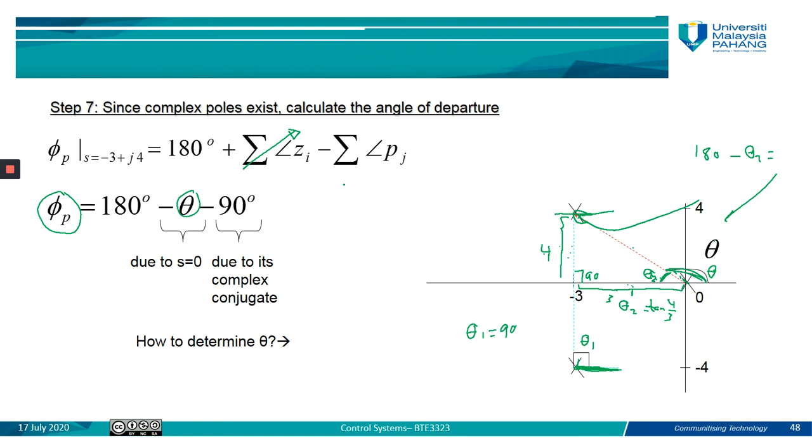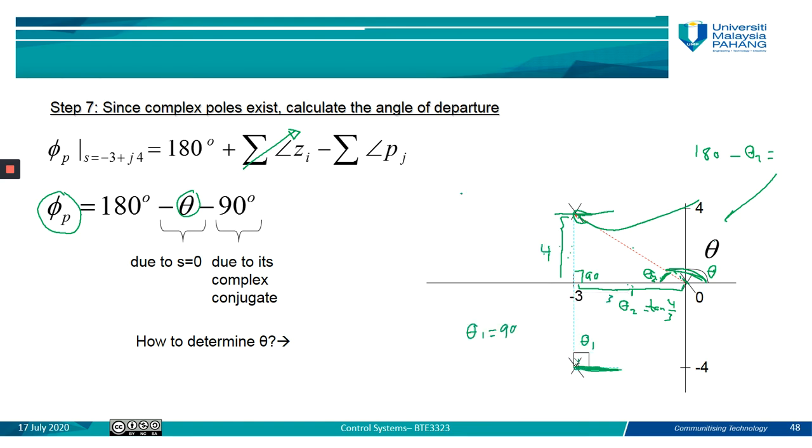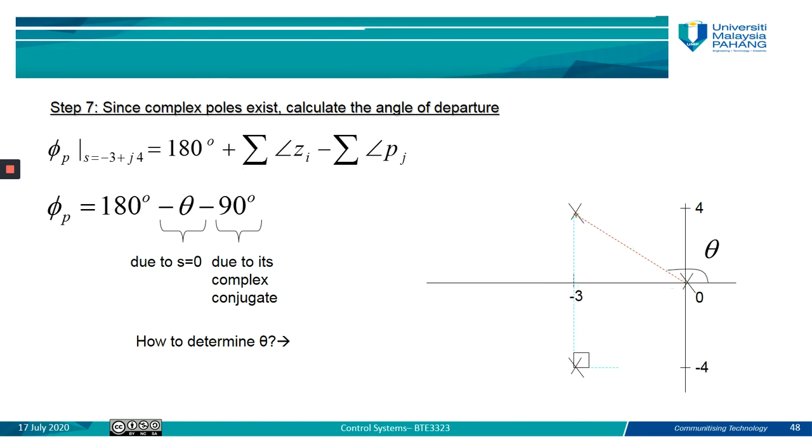Angle of departure, if we want to find, we need to draw a line from the existing poles and zeros to the pole that we want to find the angle of departure for. So our focus in this part is to find the angle of departure for this pole here. So the angle of departure for this pole will be like this one, if our root locus goes there.